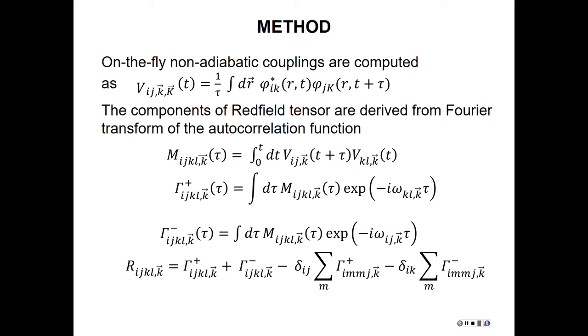The second equation, this one, is the autocorrelation function, and the Fourier transform of this autocorrelation function is the transition rate, and these transition rates are the components for calculating Redfield tensors.